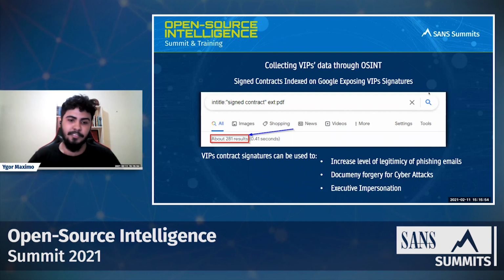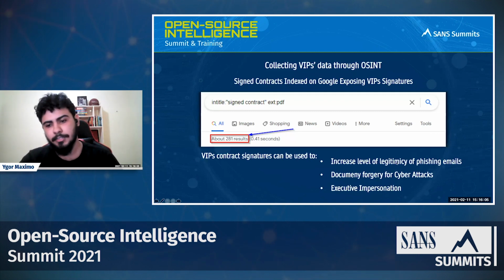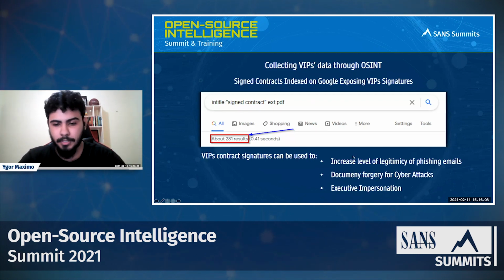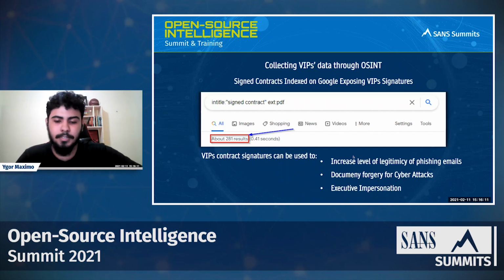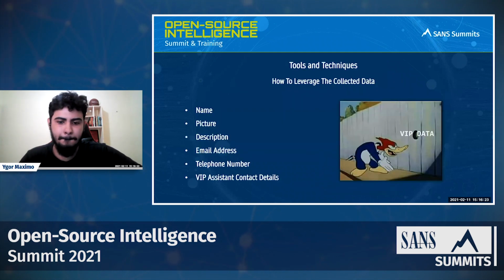So my point is, you can find this type of document on this website and use the signatures to leverage some kind of attacks, such as phishing emails. You can forge a document for another cyber attack. You can impersonate the VIP. You can act like the VIP to harm some other VIP or to harm a partner. Okay. So here again we have the list of the kind of data that we can extract from a VIP. Okay. That is usually found on the company's website.